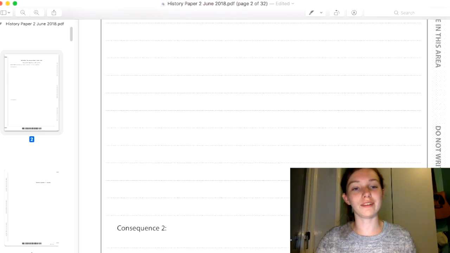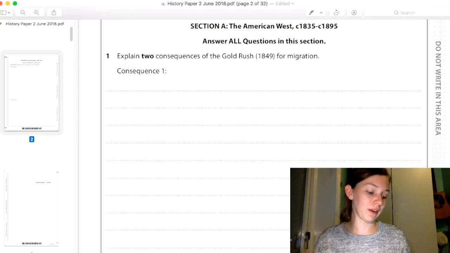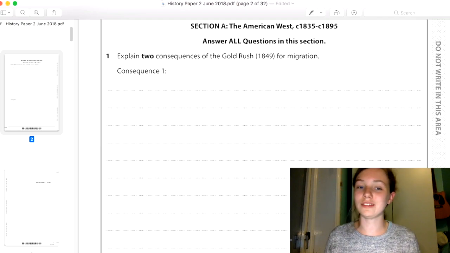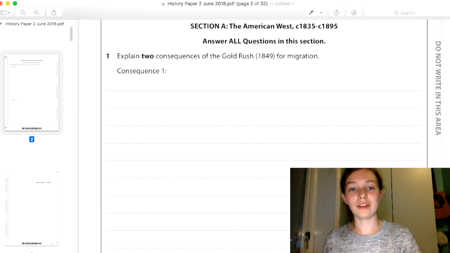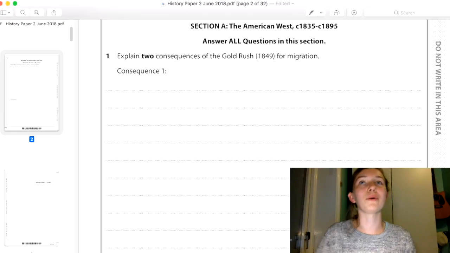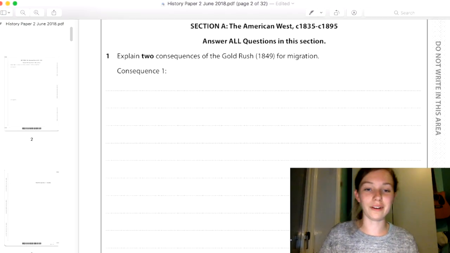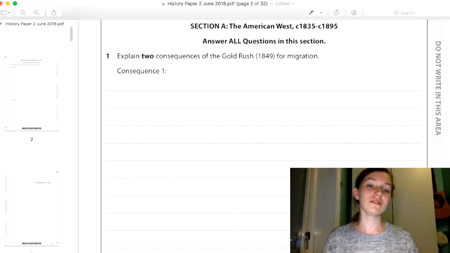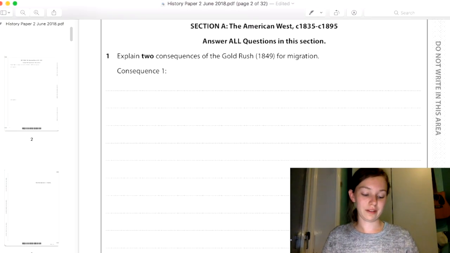The difference between this and a 12 marker, where you've got point, evidence, explain, link, even though you're doing that in both types of question, is that in a 12 marker you would say one reason for. Here you're saying one consequence of. So rather than addressing what caused something, you're addressing what happened because of something. And that's the line you've got to make sure that you keep.